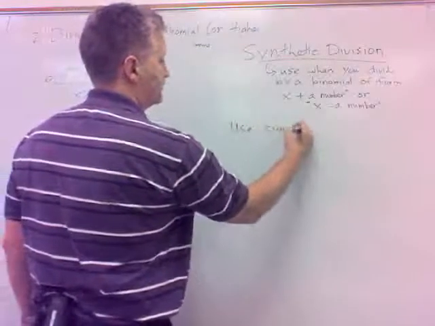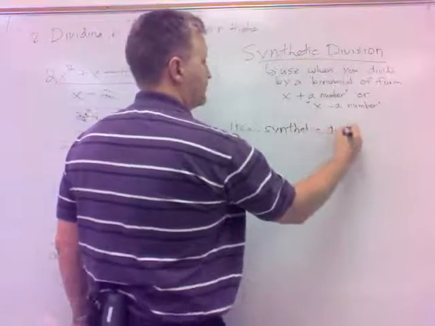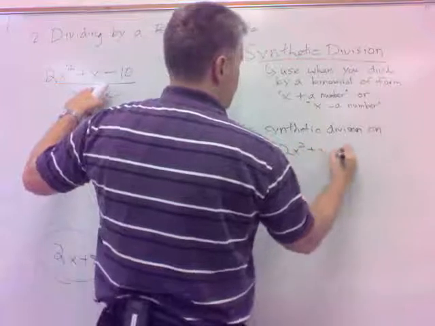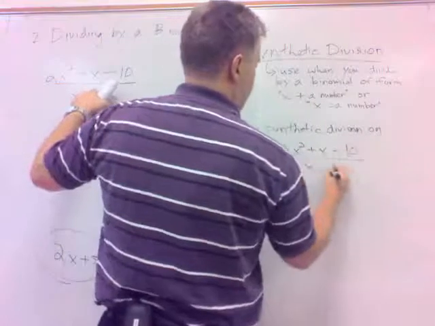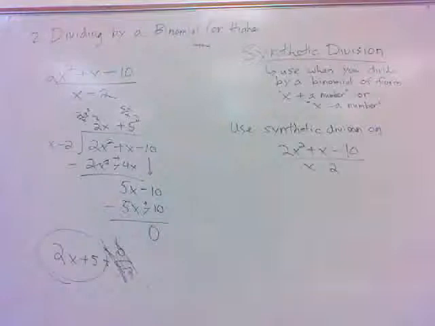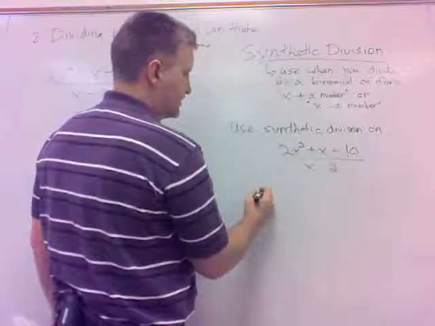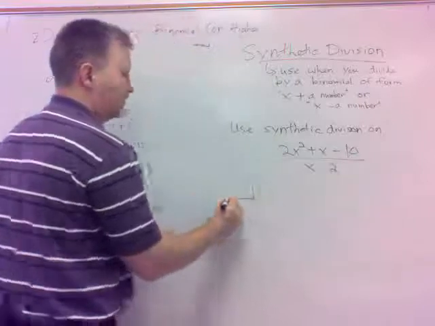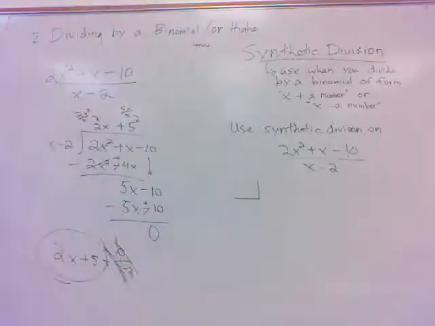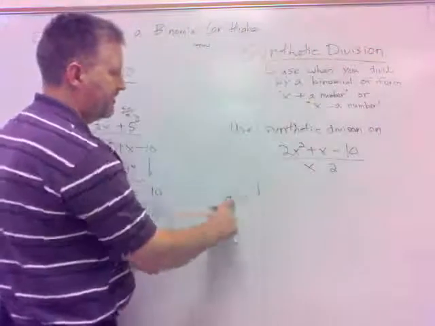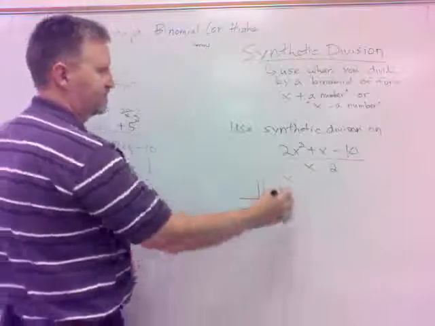Here's how it works. We're going to use synthetic division on the 2x squared plus x minus 10 divided by x minus 2 problem. One thing synthetic division does is, as you're going through the process, it eliminates all the variables while you do the process. Here's the way you start, or one way you can start it. What I'm going to do is draw a backwards L, half a square, whatever you want to call it.